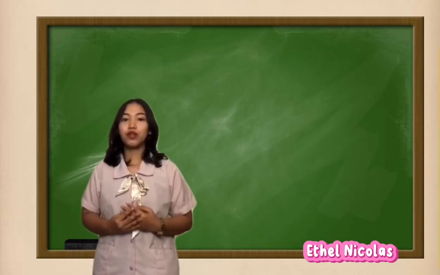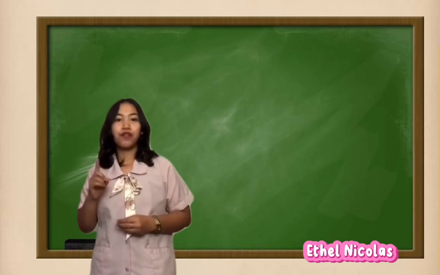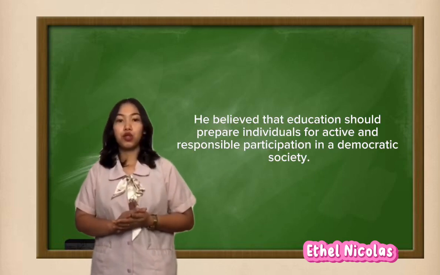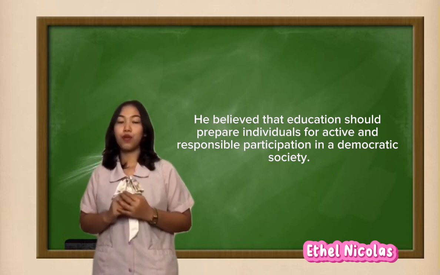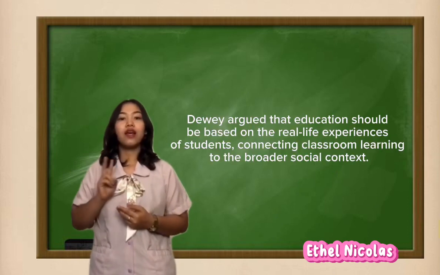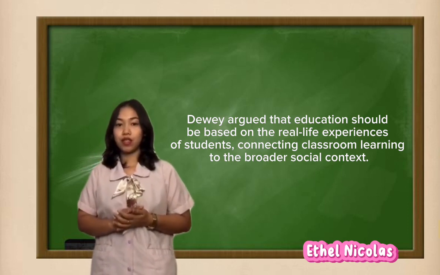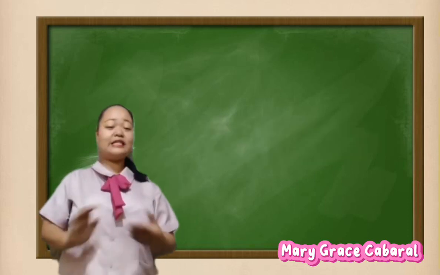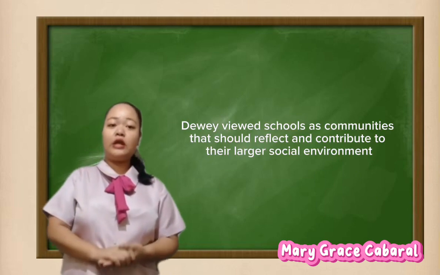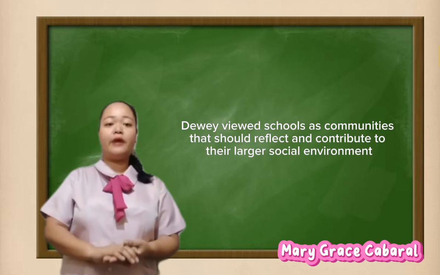Here are some key contributions of John Dewey's in social aspect of curriculum. First, he believed that education should prepare individuals for active and responsible participation in a democratic society. Second, Dewey argued that education should be based on real-life experiences of students, connecting classroom learning to the broader social context. Aside from that, Dewey viewed school as communities that should reflect and contribute to the larger social environment.